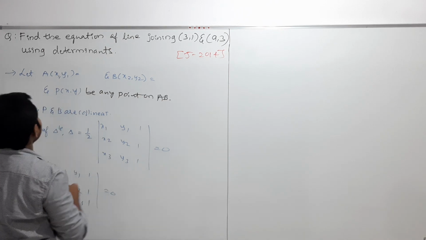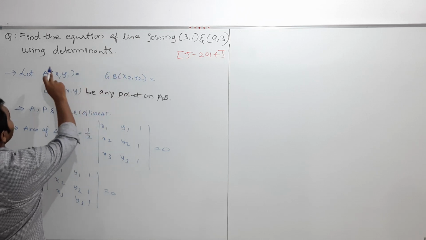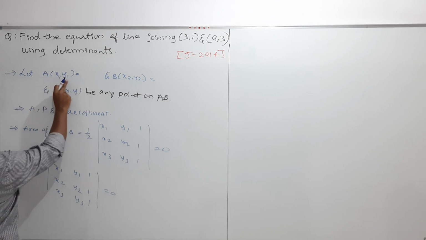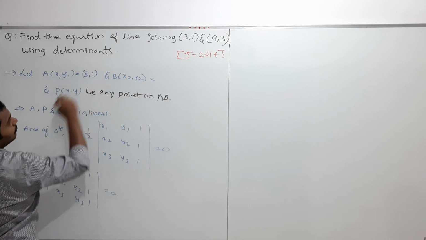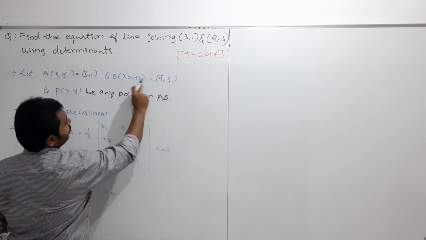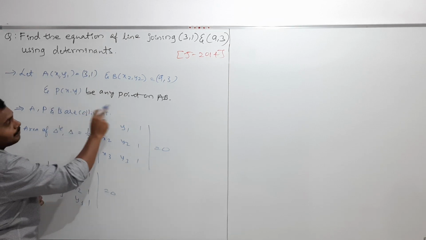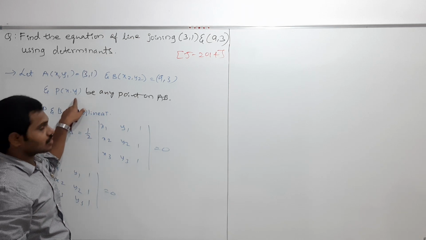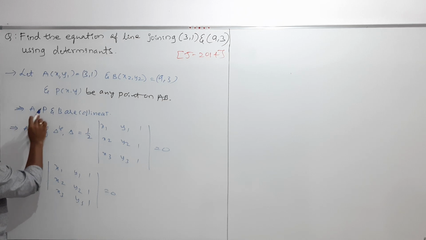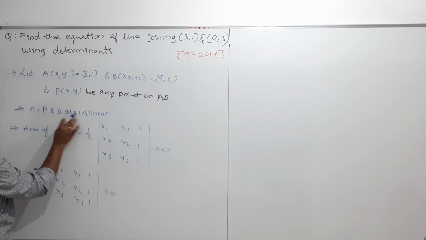So very important. Again here, I follow the same procedure. Find the equation of the line joining 3, 1 and 9, 3 using determinants. Let A of x1, y1 be the first point, 3, 1, and let P of x2, y2 be another point, 9, 3. Now again P of x, y is any point on AB, one general point on AB. Since these three points lie on the same line, we can say A, P, B are collinear.